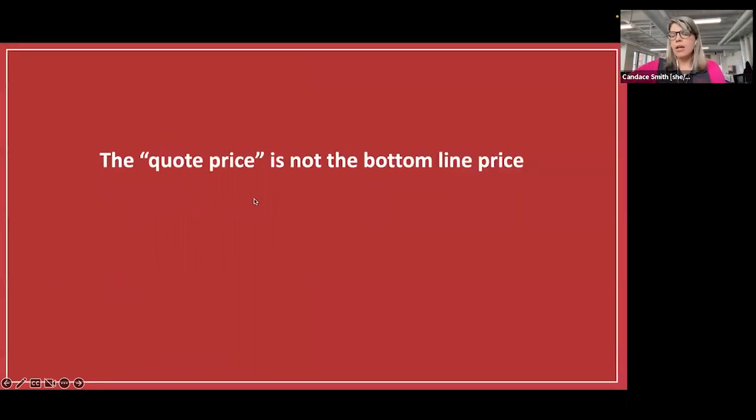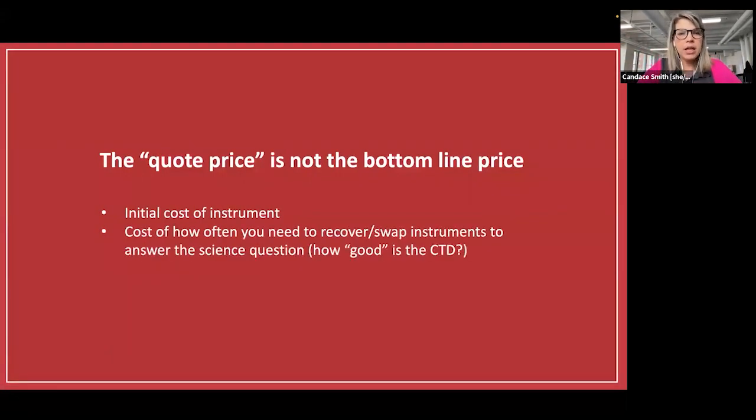So again, I mentioned earlier that the quote price is not the bottom line price. There's other things to consider about the cost. Of course, the cost of the instrument is a piece of this, but the cost is also how often you need to go and recover and swap instruments out to answer your scientific question, right?